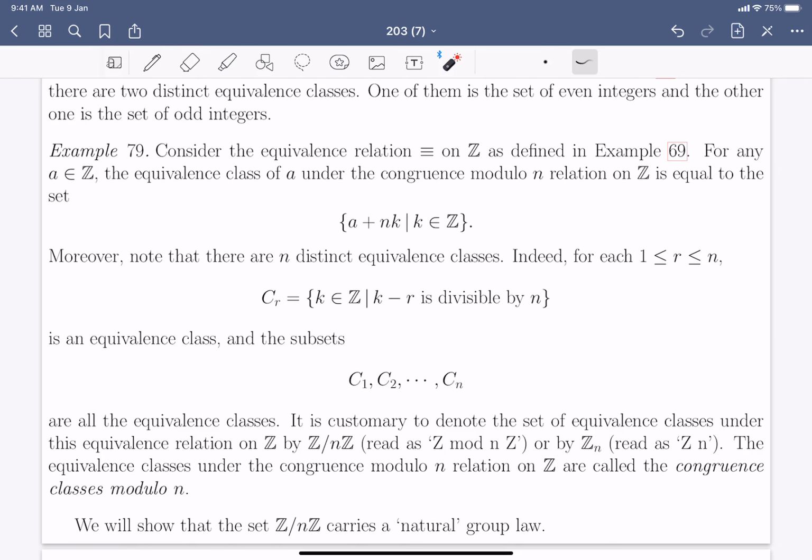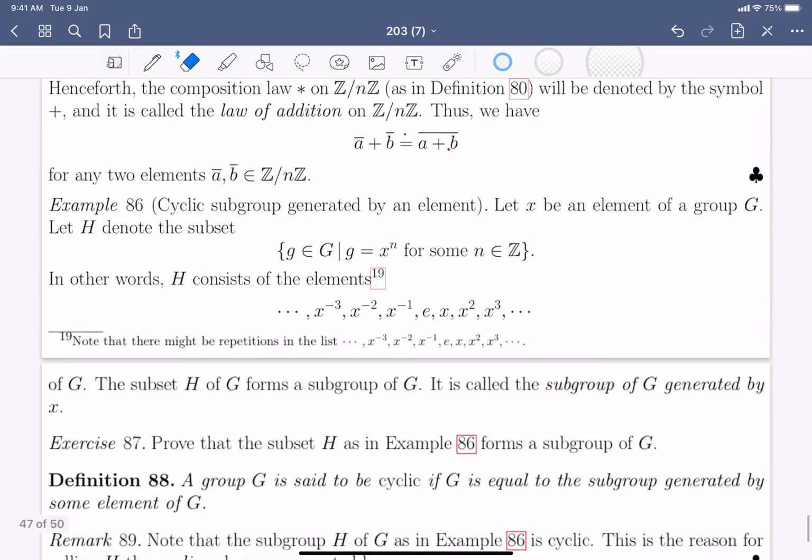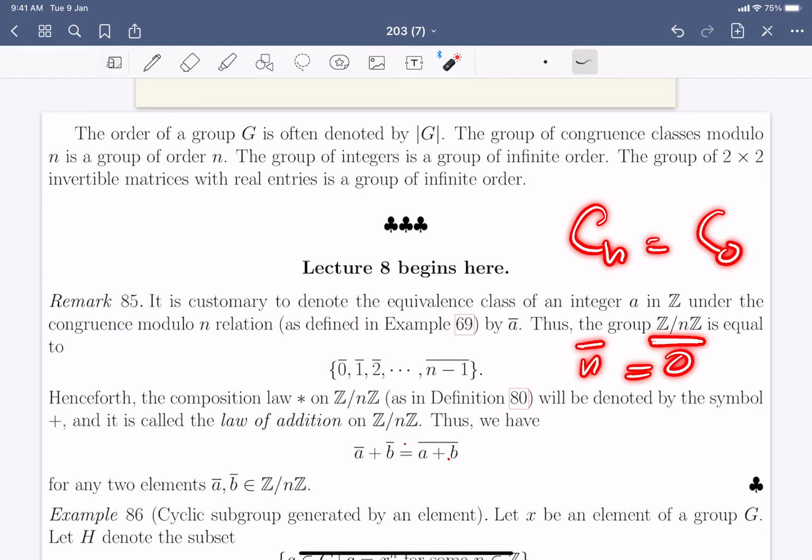Today we are saying that instead of taking the equivalence classes from 1 up to n bar, you can take the equivalence classes of 1 bar, 2 bar, 3 bar, up to n minus 1 bar, and instead of writing n bar, I wrote 0 bar. One can show that since n is related to 0 under the congruence modulo n relation, the equivalence classes of n and 0 are the same. Or you can write that Cn is equal to C0, but we have decided to replace Ca by a bar, so that's why we have n bar equal to 0 bar.